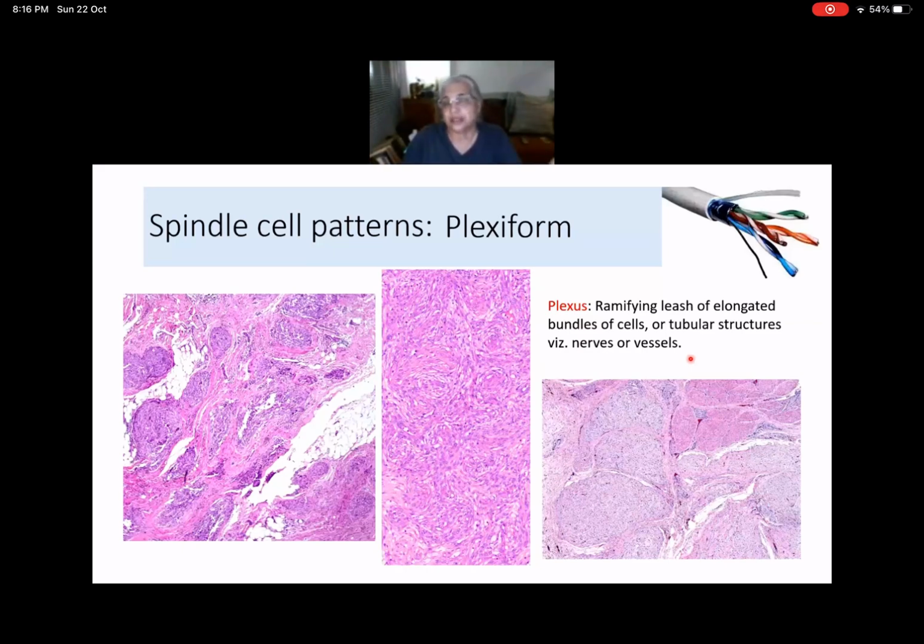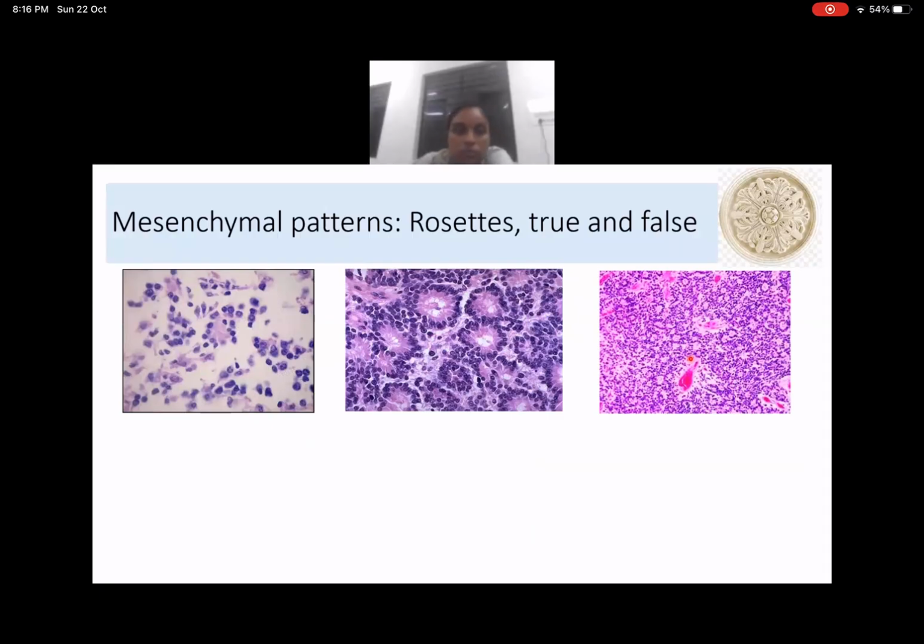Even vessels are tubes. You can get a plexiform pattern even in vessels, where you have lots of them. When you have these malformations, you get a plexiform malformation in people who have vascular malformations. So it can be spindle cells, it can be vessels, it can be anything, but this is a plexiform pattern. And I've shown you a cable on top, which you can see.